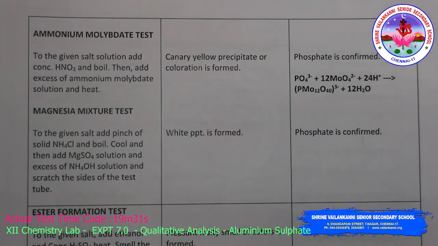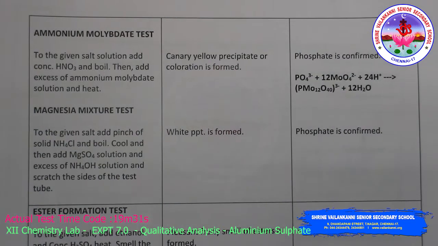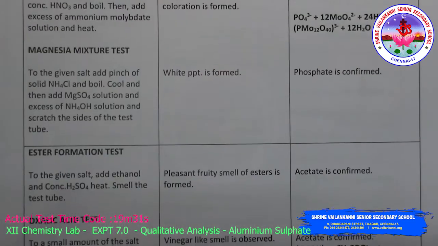Then the magnesia mixture test. To the salt solution, or a pinch of salt, add solid ammonium chloride and boil. Cool, then add magnesium sulphate solution and excess ammonium hydroxide solution, and scratch the sides of the test tube. A white precipitate is formed, so phosphate is confirmed.